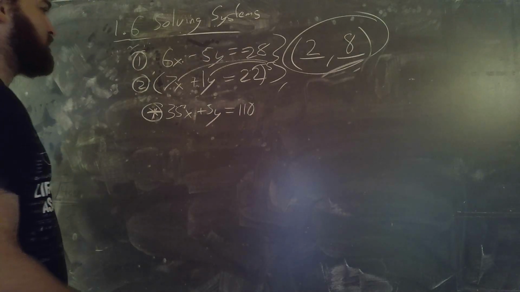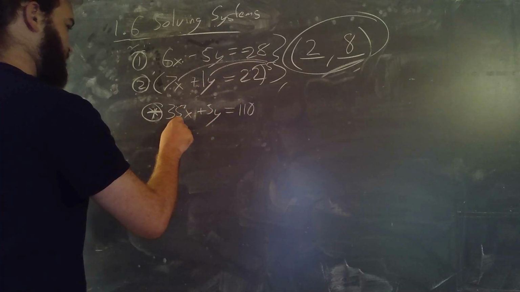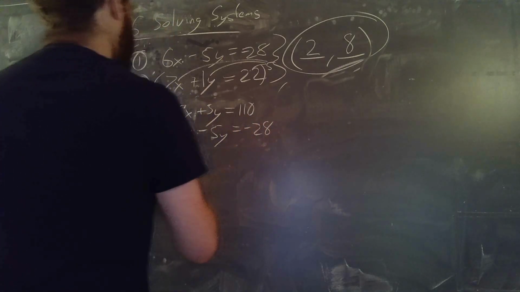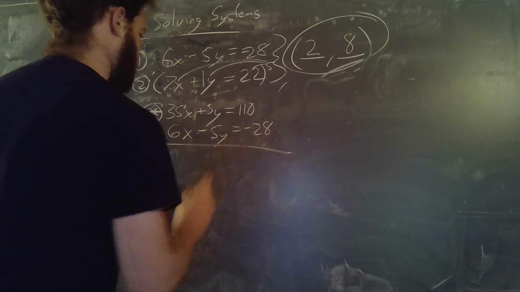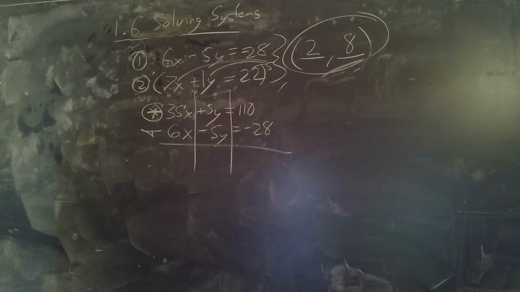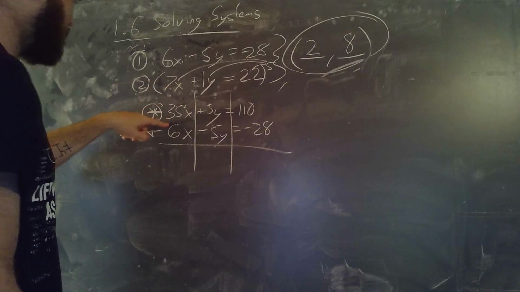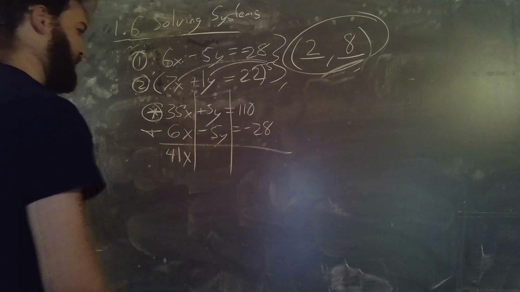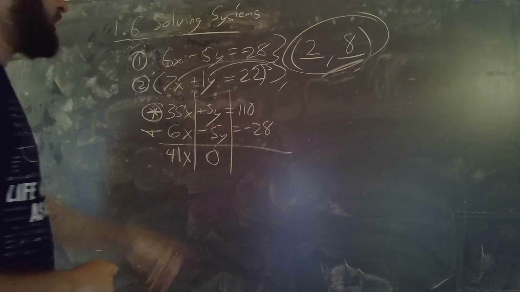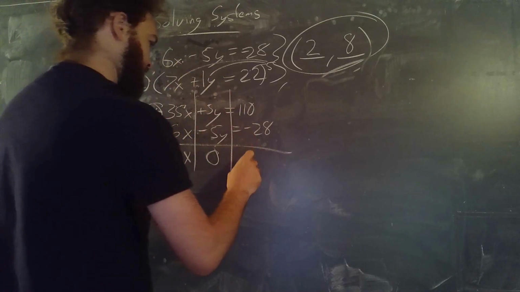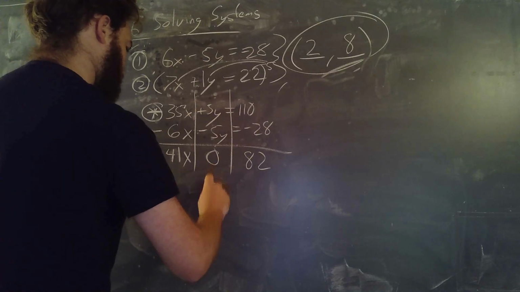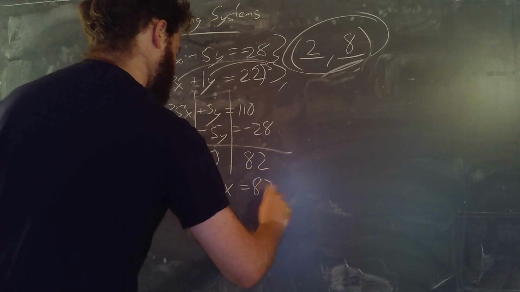Okay? Then what I'm going to do is I'm just going to write these two equations down right next to each other. And I'm going to add them together. Now view this like it is 1, 2, 3 separate addition problems. We can just say, what is 35x plus 6x? Well, that's 41x. What is positive 5y plus negative 5y? Well, that's 0. And then what is 110 plus negative 28? That is 82. So what we have here is actually the equation 41x equals 82.